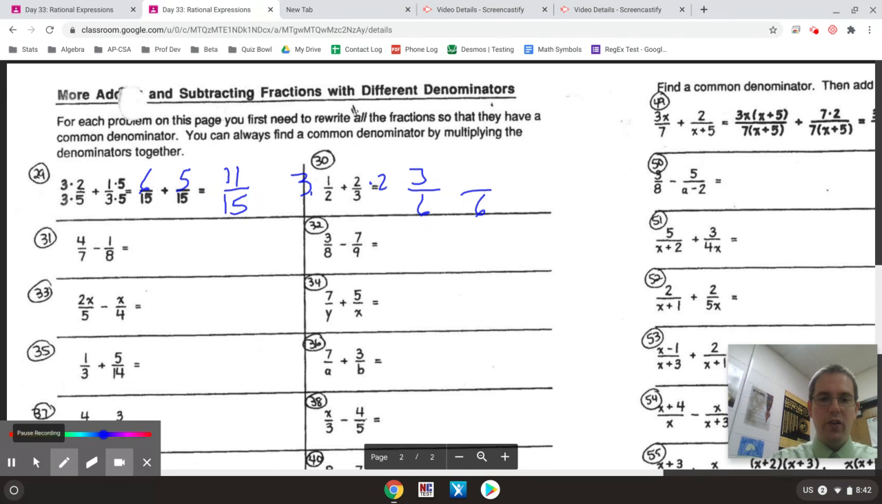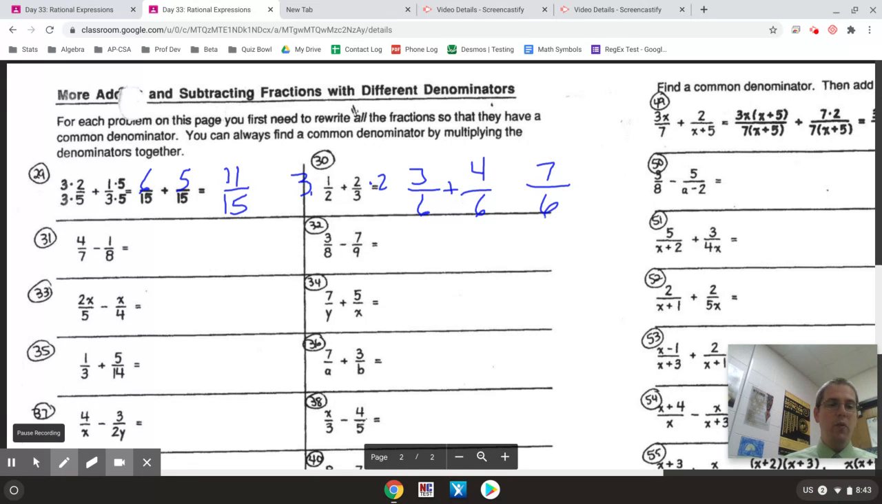Then I can do 2 times 2 is 4. So I have a 3 over 6 and a 4 over 6. I'm going to add them together. So 3 plus 4 is 7 over 6, which is a beautiful answer.